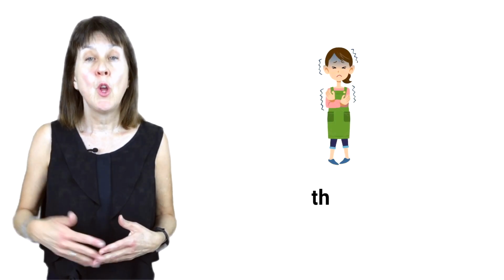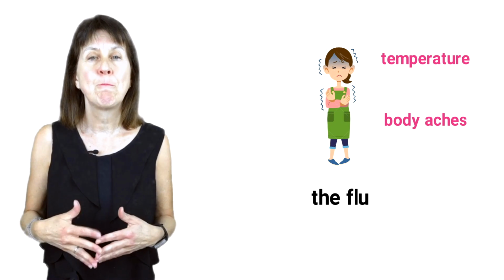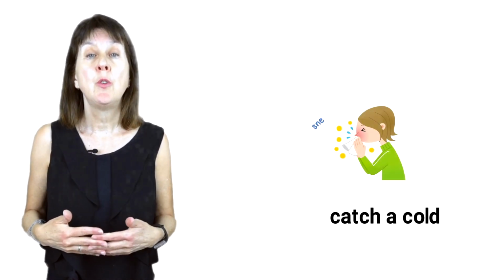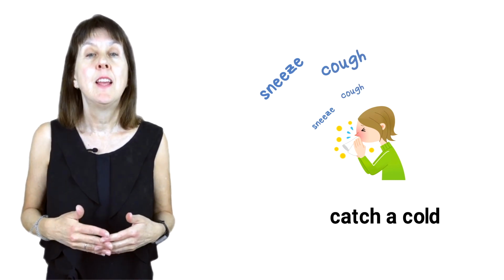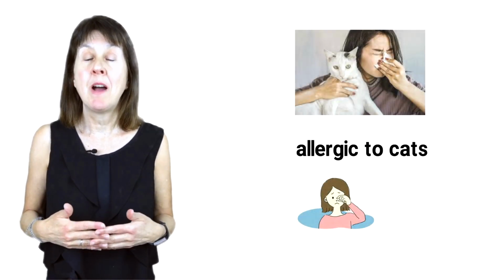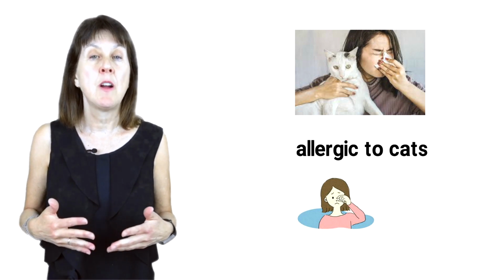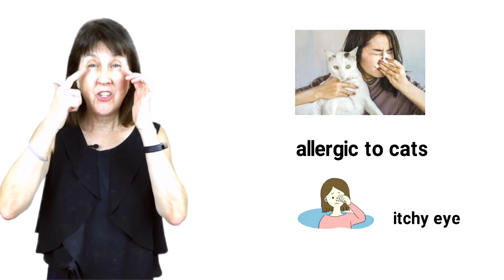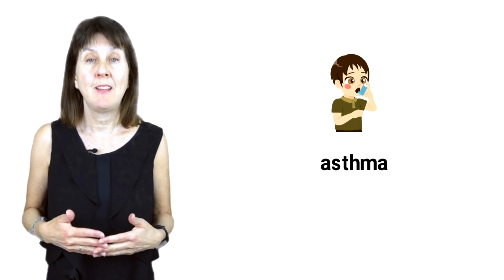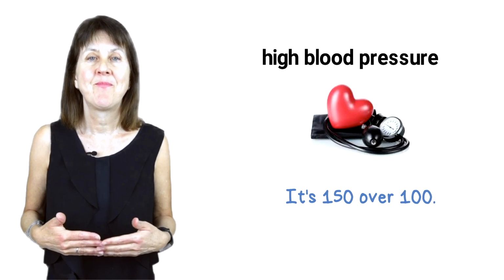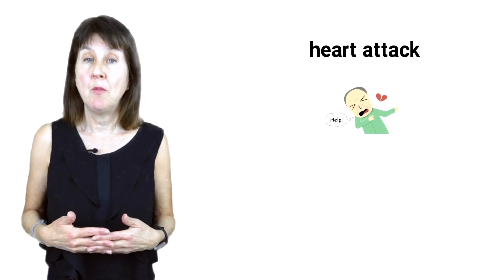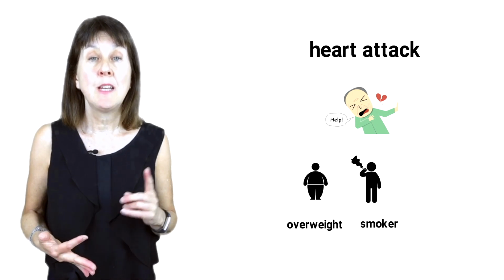If you have the flu, you've got a temperature and your body aches. If you've caught a cold, you sneeze a lot, achoo, and might have a cough. If you are allergic to cats, you might start sneezing as soon as you are near one, or have itchy eyes. If you have asthma, you might have difficulty breathing. If you have a high blood pressure, you would say it's 150 over 100. If you have a heart attack, you might be overweight, a smoker, and be very highly stressed.